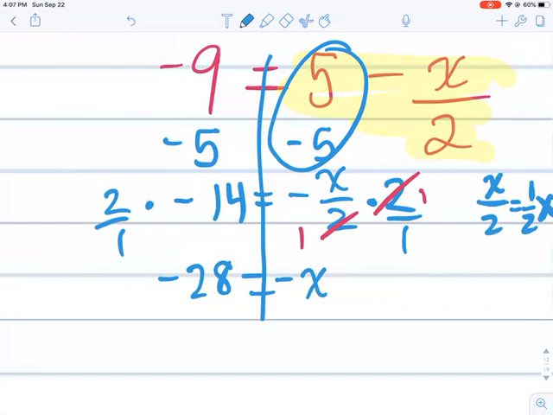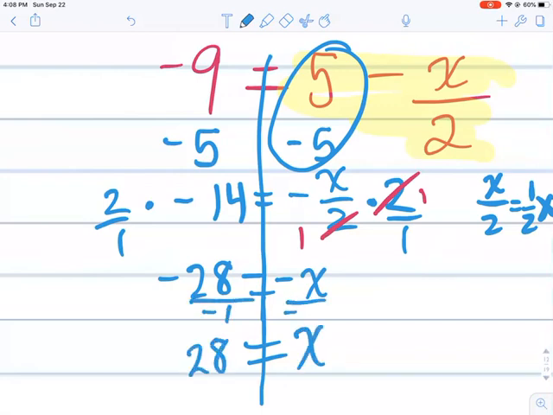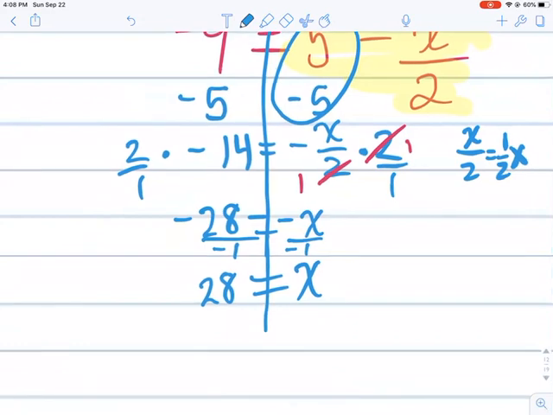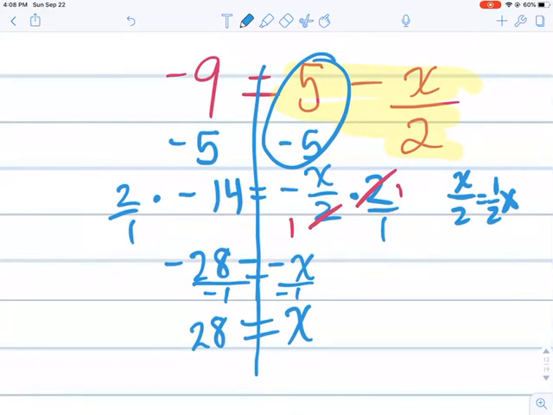This feels finished, but it's not. You have to either think logically about the problem, a negative x equaling negative 28, therefore a positive x would equal a positive 28, or you could also divide by negative 1. So either one of that logic or also dividing it off. So there's our answer there. And again, we can check it. I'm just going to do a quick check in my head. 28 divided by 2, well, that would be 14. 5 minus 14 is in fact negative 9.